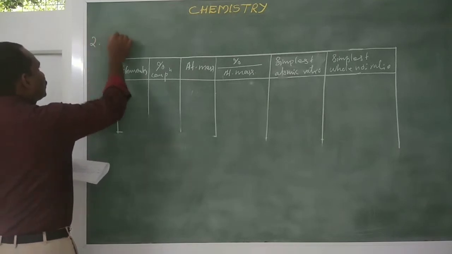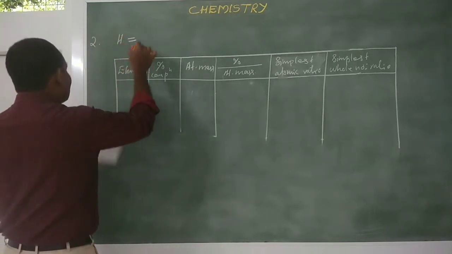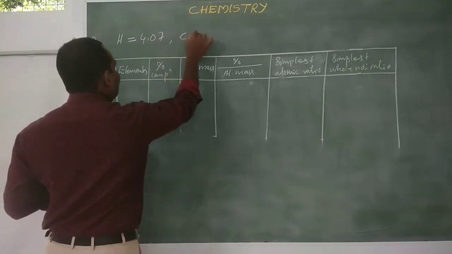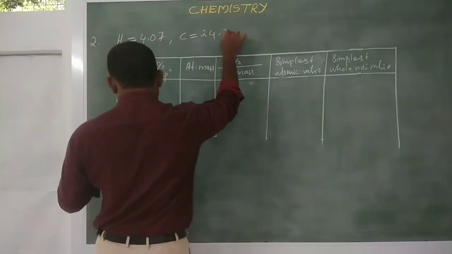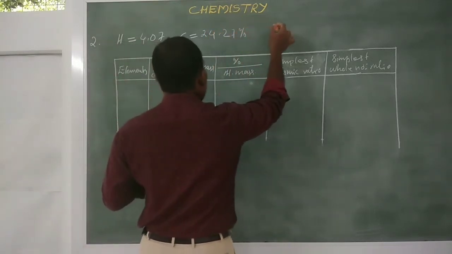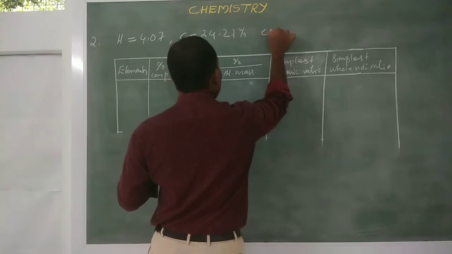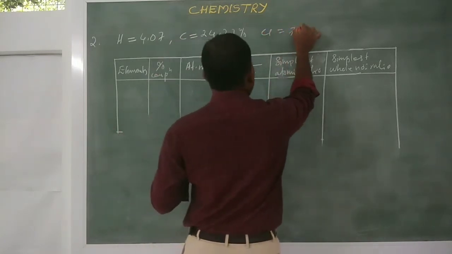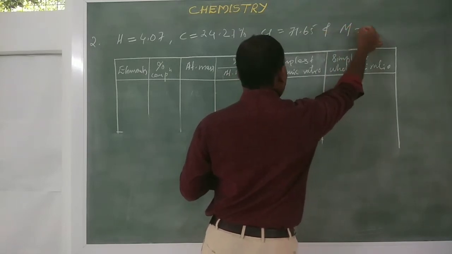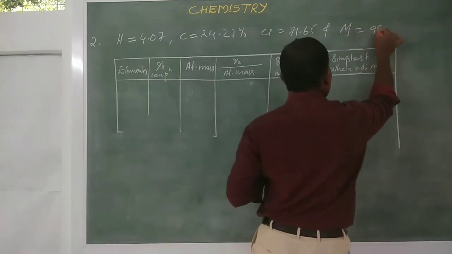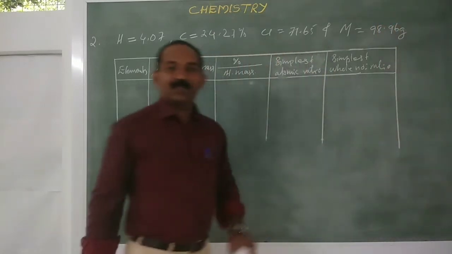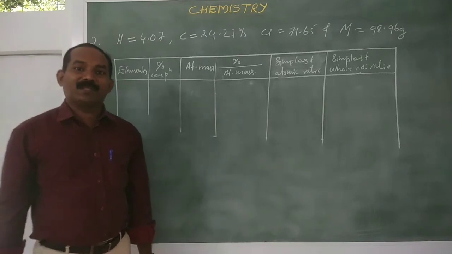Question number 2. The percentage of hydrogen is 4.07, the percentage of carbon is 24.27, and the percentage of chlorine is 71.65, and the molar mass of the compound is 98.96 gram. This is the information given in the question.